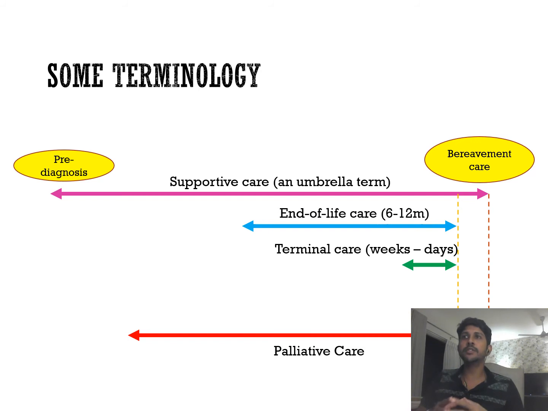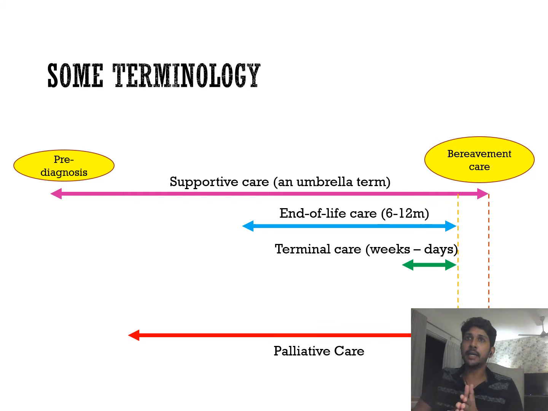That is what you provide towards the end of life. That is maybe the final 6 to 12 months of a patient's life. And it generally does not involve bereavement care. And again, terminal care is when the patient is very terminal, when the patient is, we say, moribund, so that is weeks to days leading to death. Essentially, the goals of care are different when we move from supportive care, to end-of-life care, to terminal care.